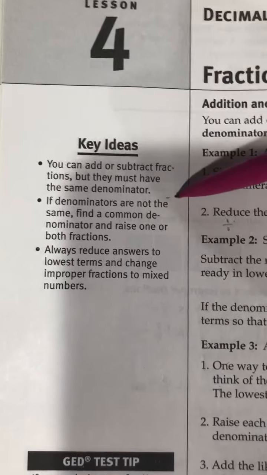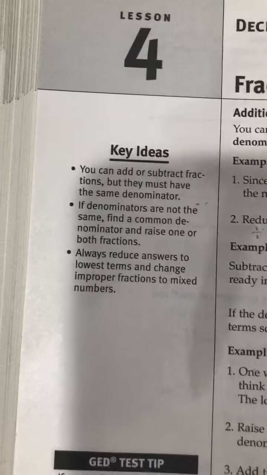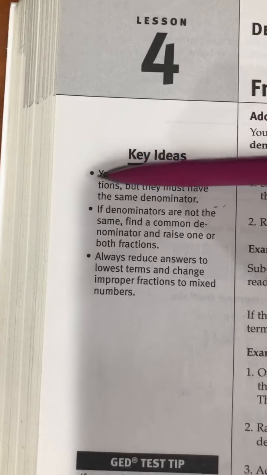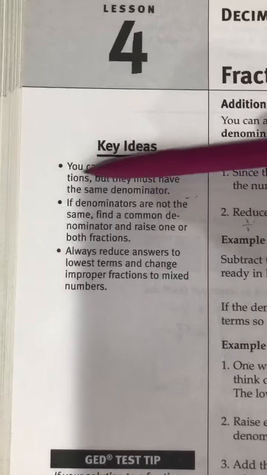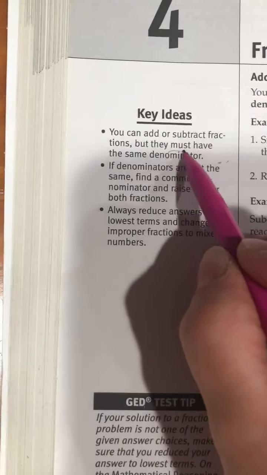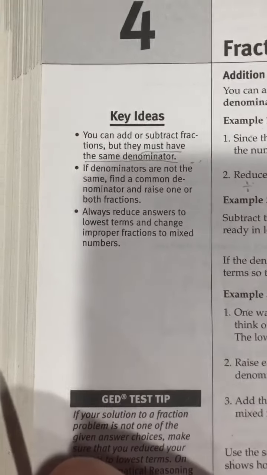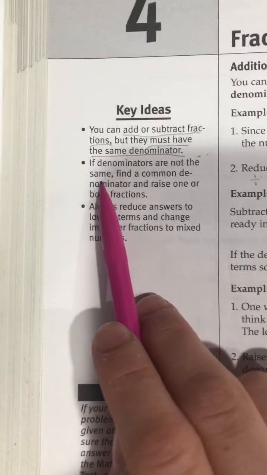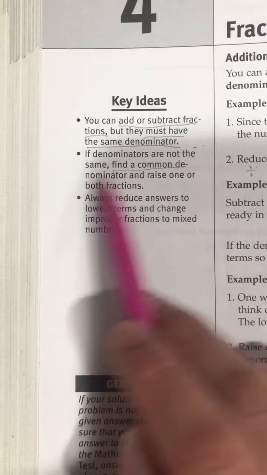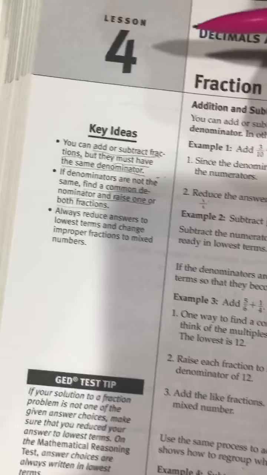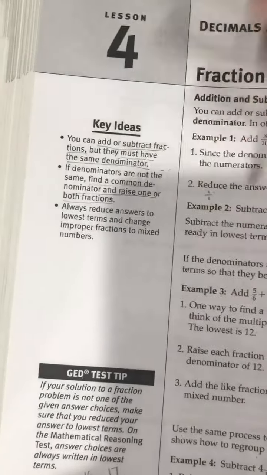Okay, remember to always go over the key ideas. These are highlights of the lesson, the key points of the lesson, and they're very helpful. You can add or subtract fractions, but they must have the same denominator. Okay, we should underline that. They must have the same denominator when we add or subtract fractions. If denominators are not the same, we have to find a common denominator and raise one or both fractions so that we can get them to be the same.